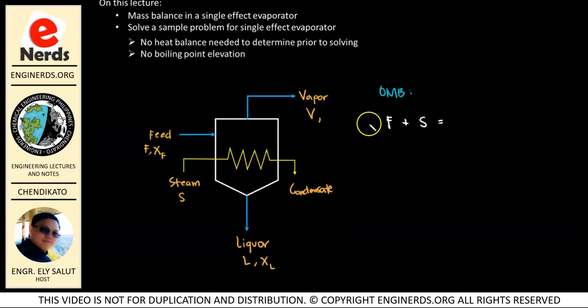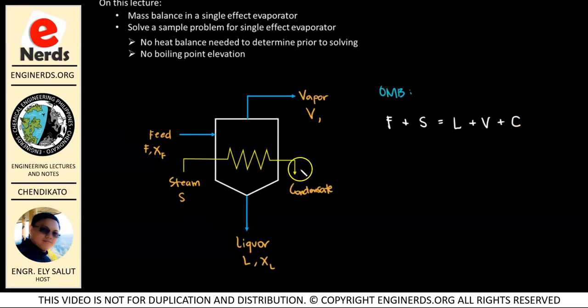our components na lumalabas. So, we have our mass flow rate of our liquor here, plus the mass flow rate of our vapor, and plus the mass flow rate of our condensate. For the meantime, let me write this as C. But I would like to explain to you one thing about our unit.